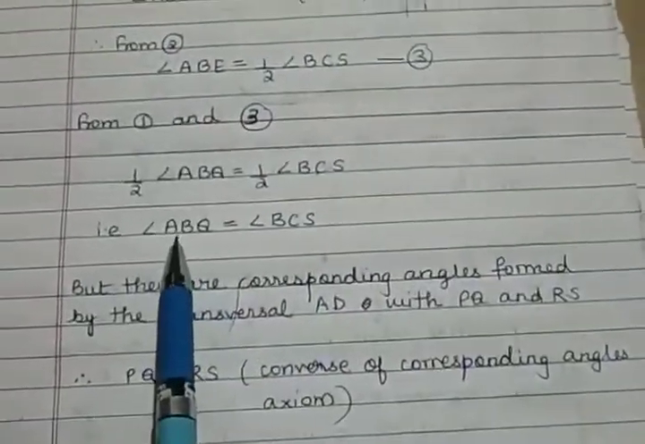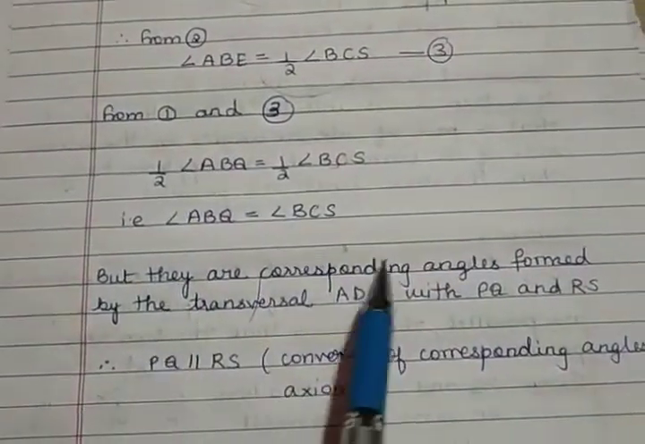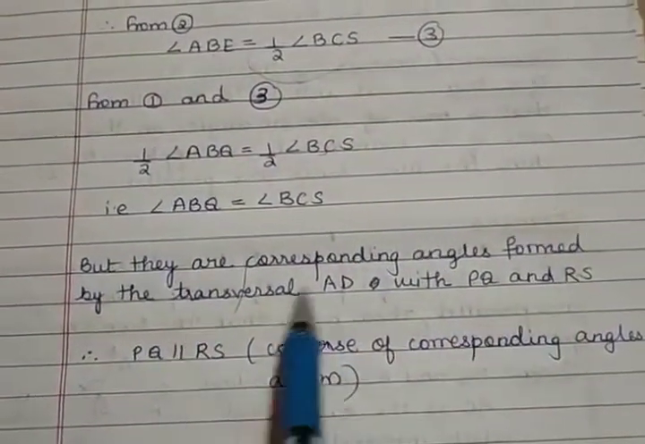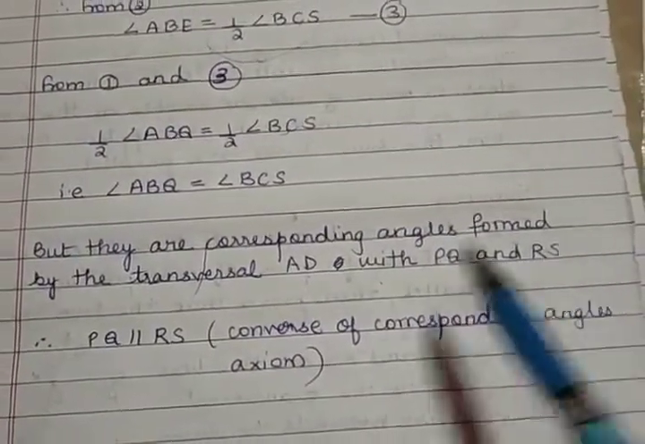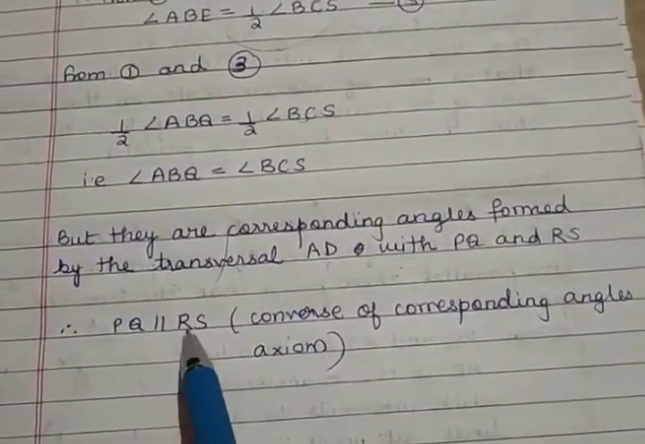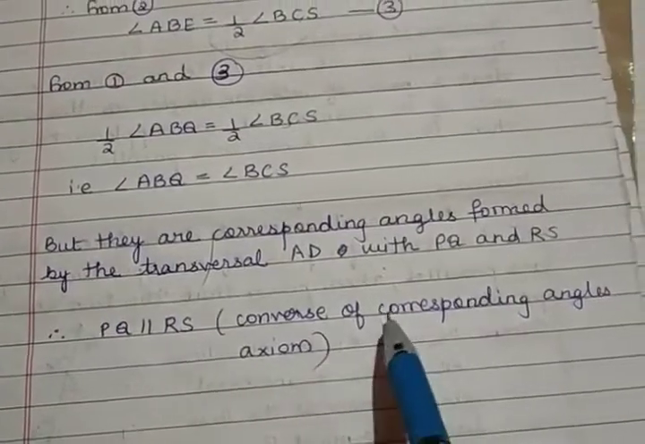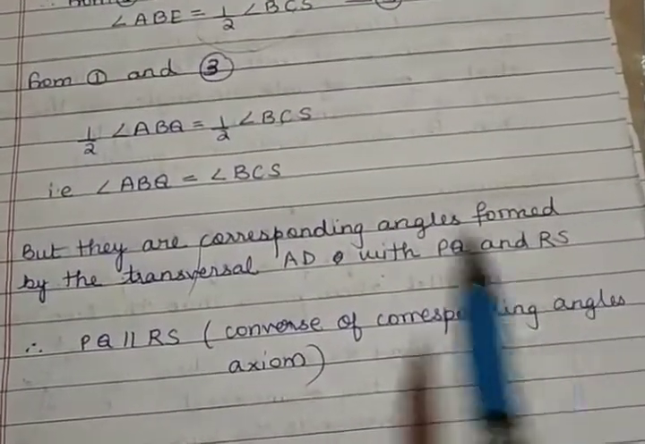We have got this as equal, and they are corresponding angles formed by the transversal AD with which two lines? PQ and RS. So I can say PQ is parallel to RS by the converse of the corresponding angles axiom.